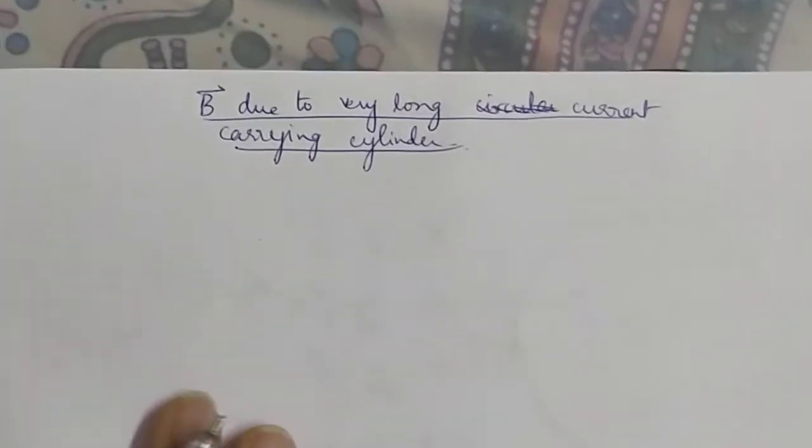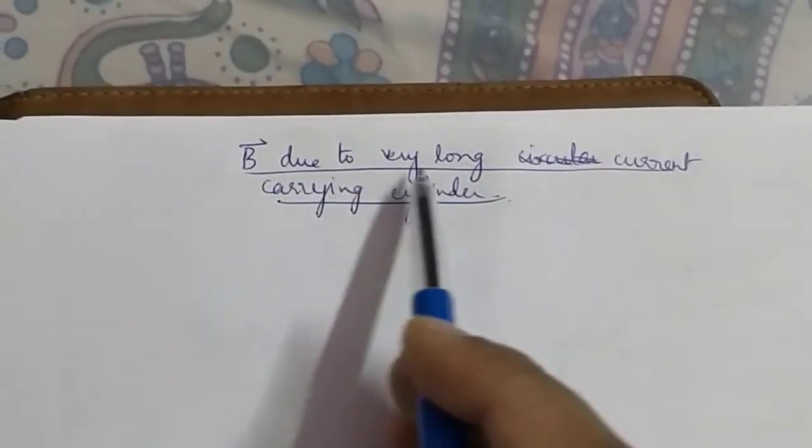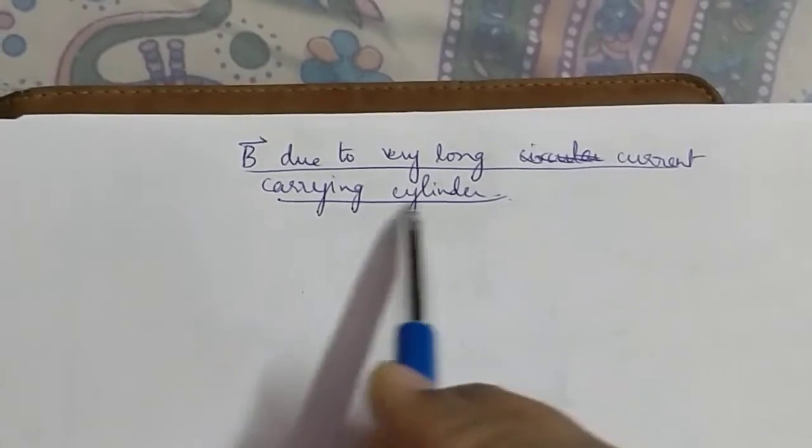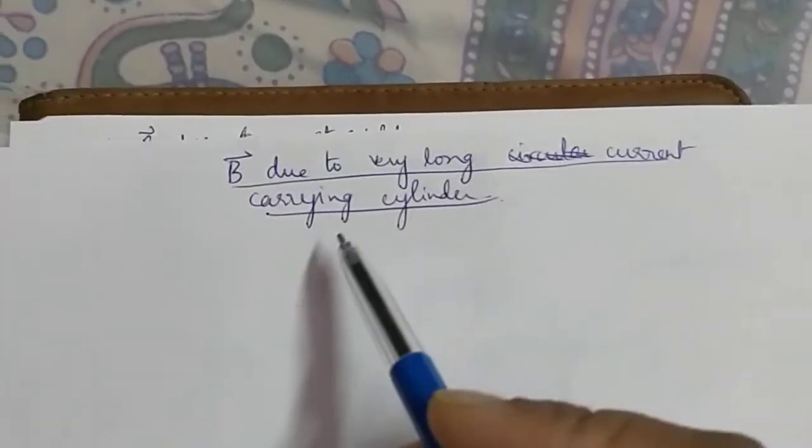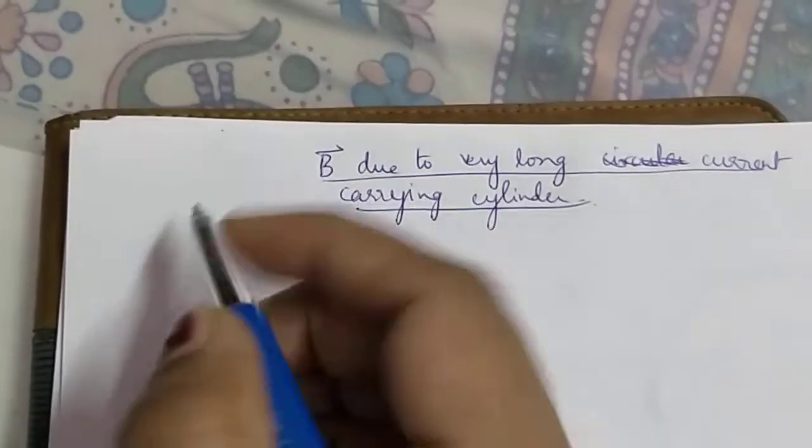Now today the topic is magnetic field due to very long current carrying cylinder. It's an application of Ampere circuit law, so we'll use Ampere circuit law only. So there are few cases in it.